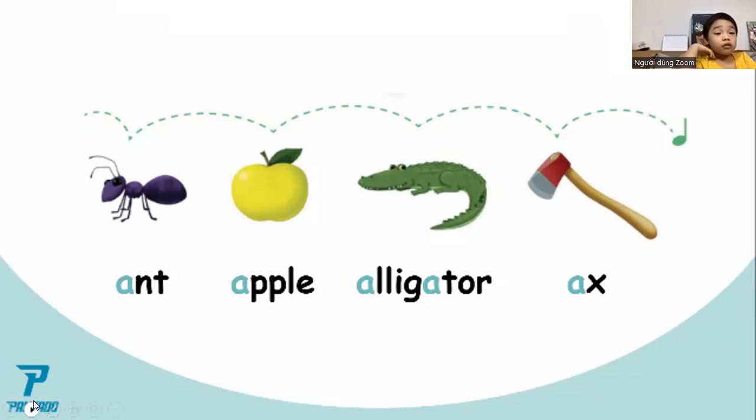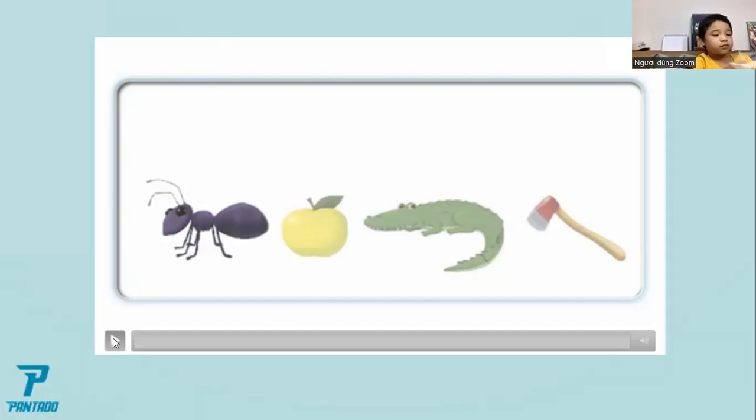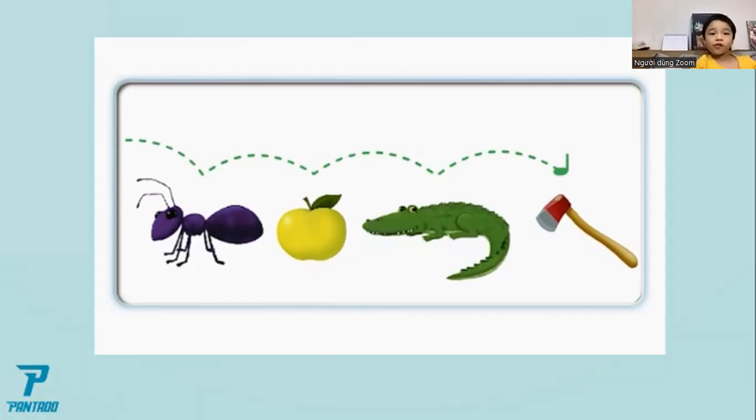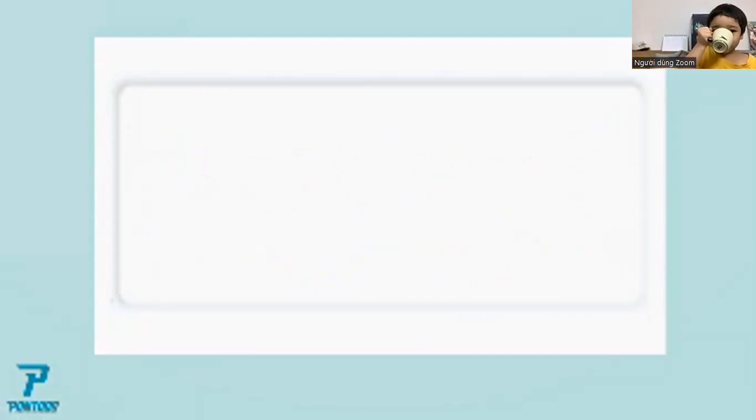Okay. So now let's proceed with this one. Let's have a quick review. Let's watch this video. Ant, apple, alligator, axe. Ant, apple, alligator, axe. Okay, so do you want to watch the video again?